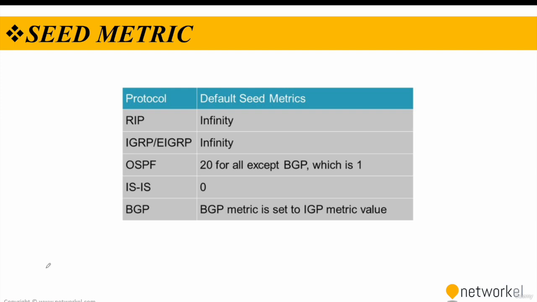When redistributing routes, you can specify a metric to control how the routes are treated. For example, you might use a high seed metric to ensure that redistributed routes are less preferred compared to the native routes. The seed metric value can be defined during redistribution configuration. Otherwise, the default values, as you are seeing on the screen, will be used.